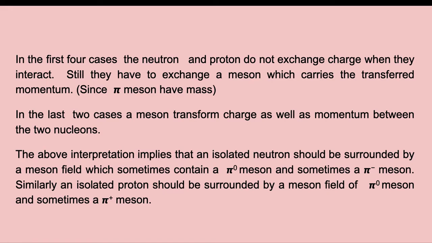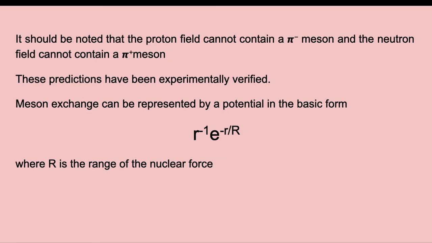So a neutron you can consider as made up of a proton and a pi meson. Actually, you have to consider the quark composition, but we are not going to that range. We are just considering it as the proton plus pi minus meson. Similarly, an isolated proton should be surrounded by a meson field of pi zero meson and sometimes a pi plus meson. It should be noted that the proton field cannot contain a pi minus meson and the neutron field cannot contain a pi plus meson. And these predictions have been experimentally verified.